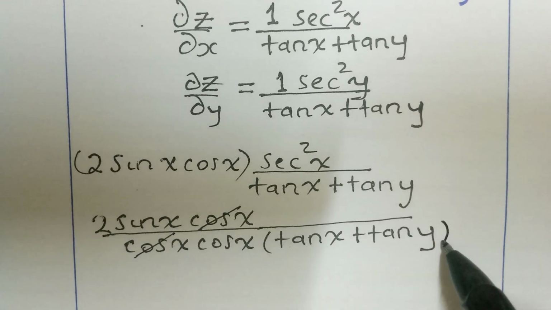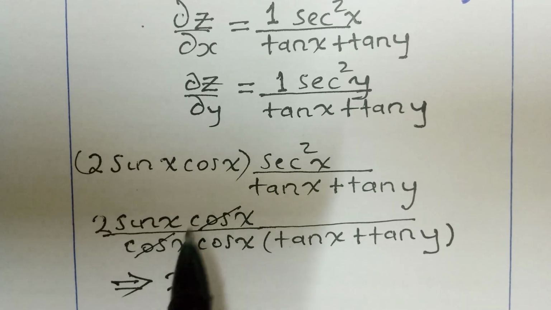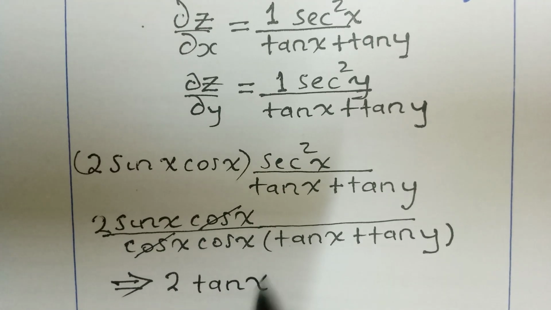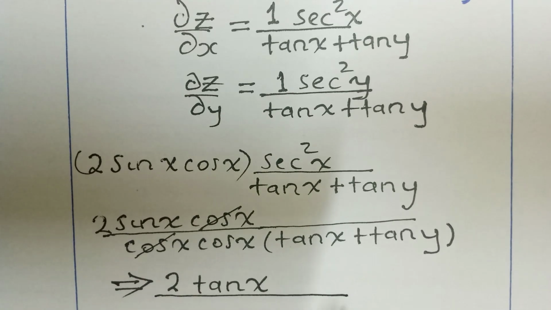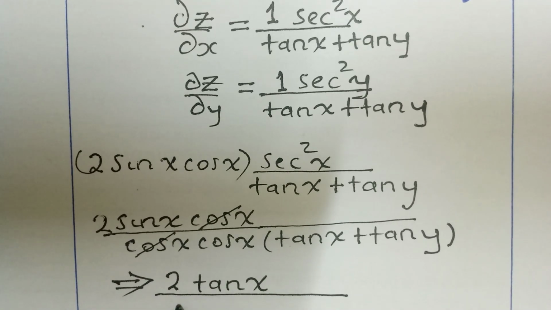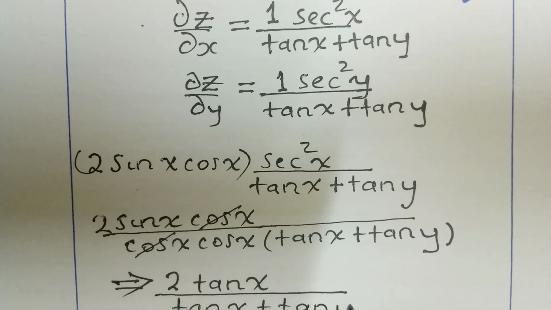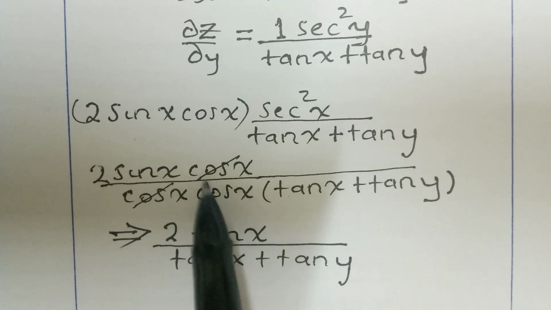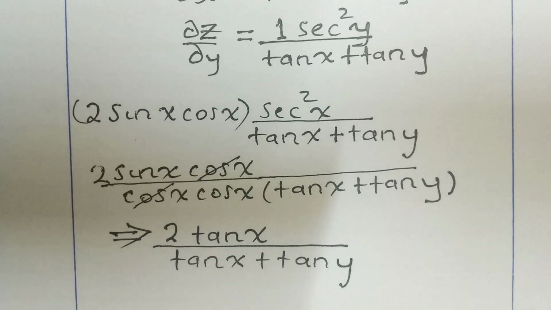Then we are left with 2 sine and cos, which gives us tan x, all over tan x plus tan y. So that is what we are left with after we have cancelled that, because sin x cos x is tan, and then we are left with that one.